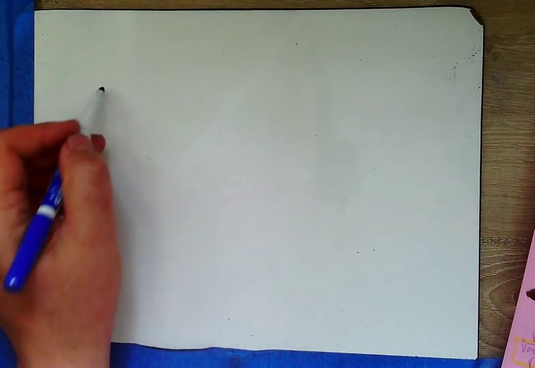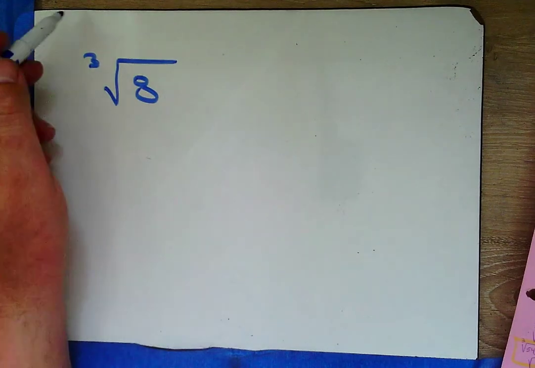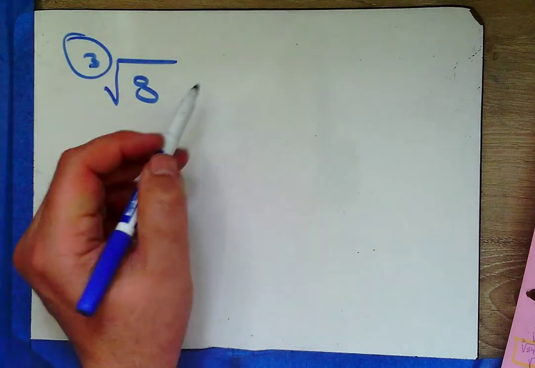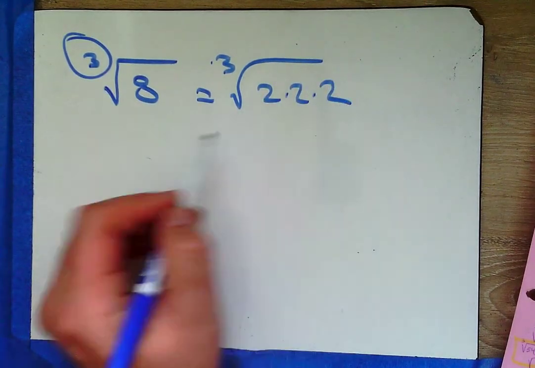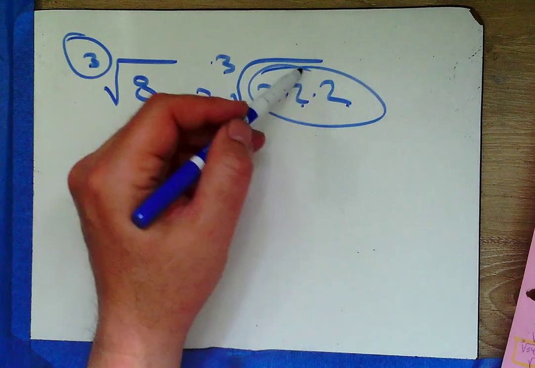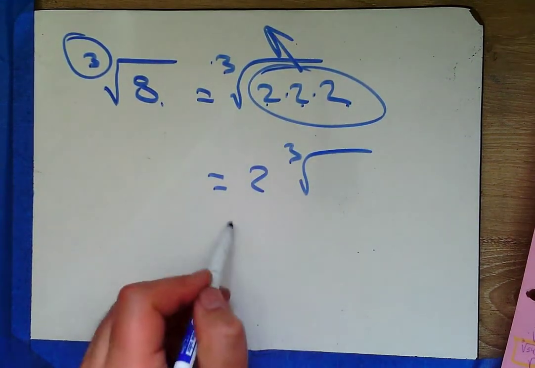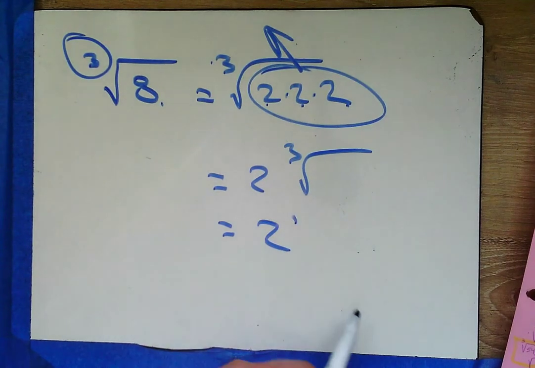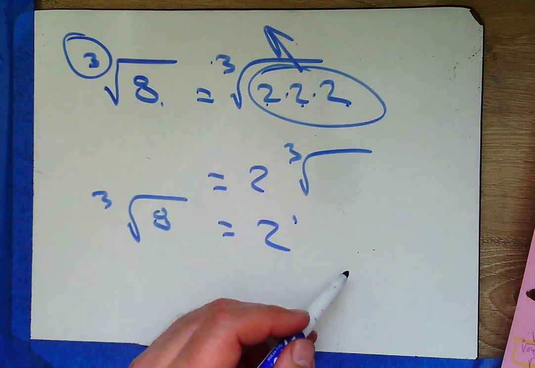So what changes when we do this? Well, now it takes 3 of a kind to get something out. 2, 2, 2, because 2 times 2 is 4, times 2 is 8. Hey, look, I have 3 of a kind. I can take a 2 out. There's nothing left under the radical, so we get rid of it. So cube root of 8 is 2.